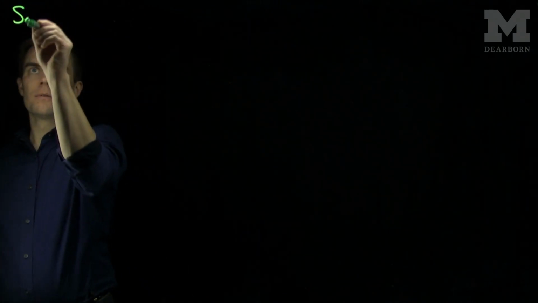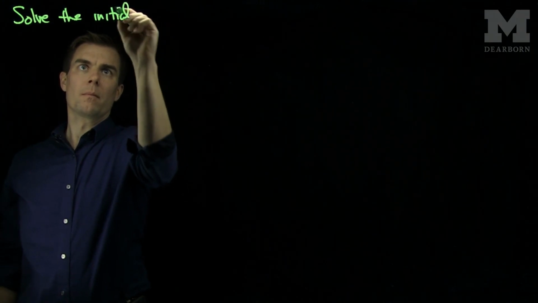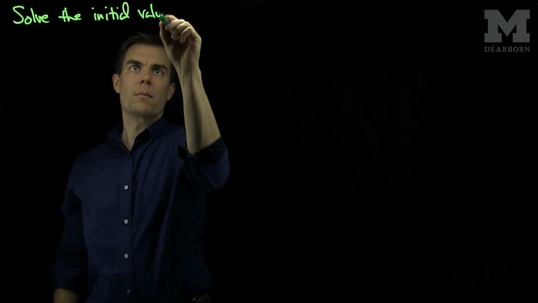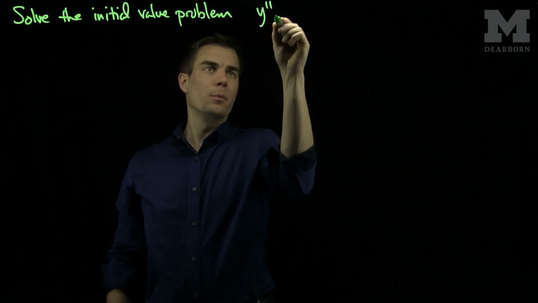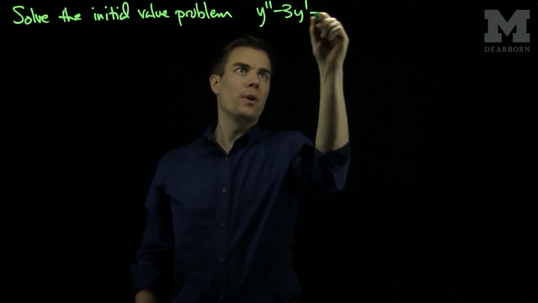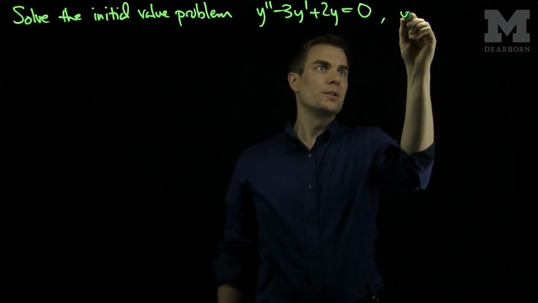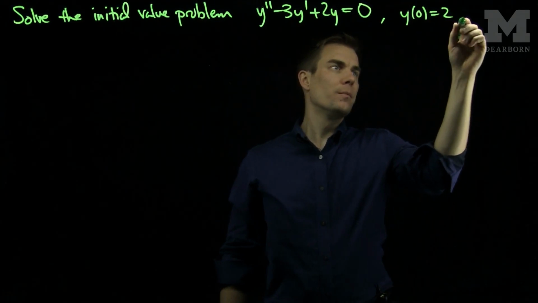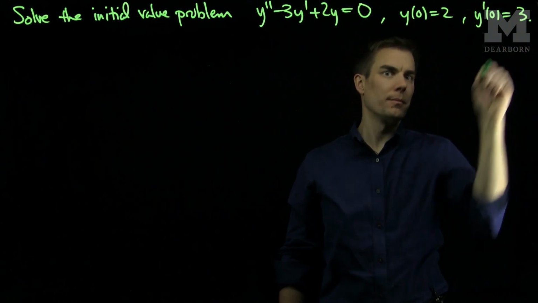Hello students, in this video we'll see an example of how to use the Laplace transform to solve an initial value problem. Let's solve the initial value problem y double prime minus 3y prime plus 2y equals 0 with the conditions that y of 0 is equal to 2 and y prime of 0 is equal to 3.